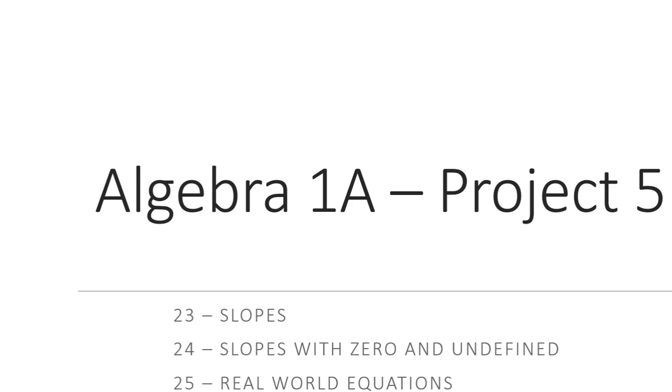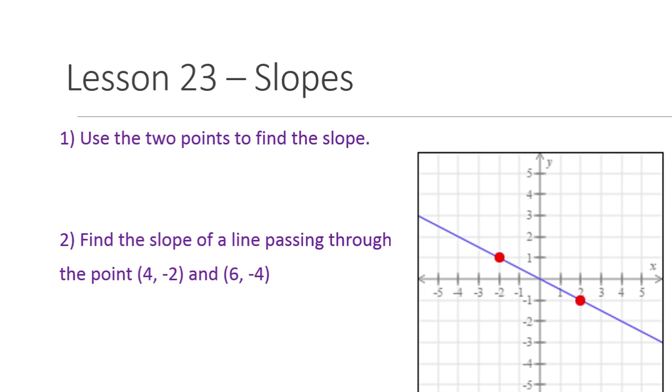Hello everybody. I wanted to go over Project 5 with lessons 23, 24, and 25 and just go over how to work these problems that we're going to be doing. Alright, so let's look at the first part. The first part is using two slopes to find a point on the slope.